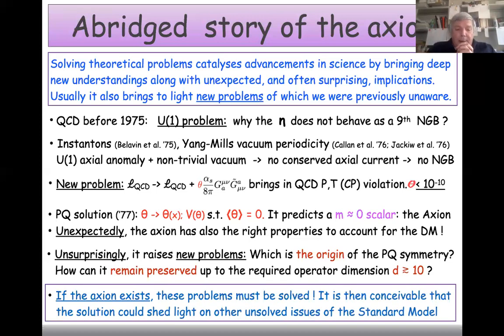So if the axion exists, this problem must be solved. It is then conceivable, because this is what the story tells us, that the solution to this problem could shed light on other unresolved issues of the standard model. And this is the line of thought I want to follow.